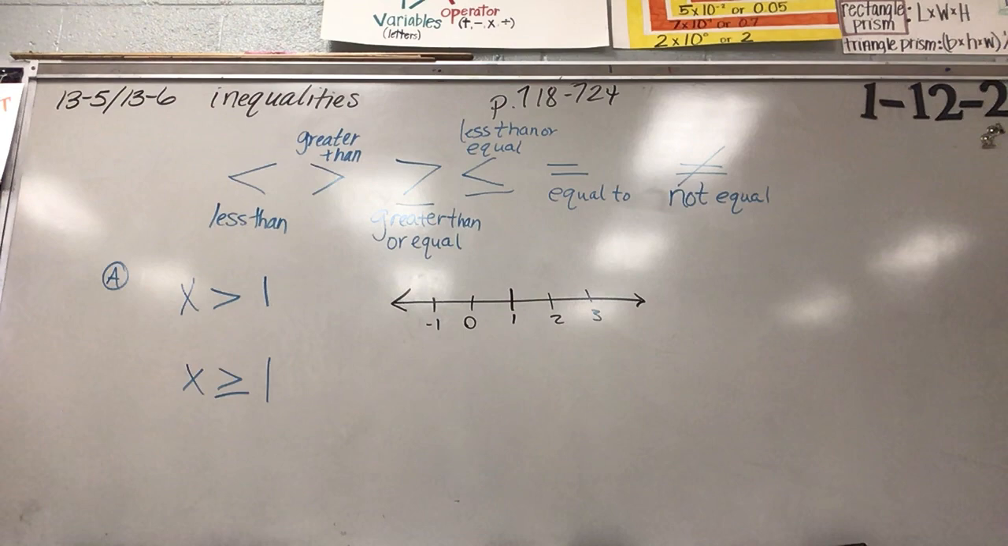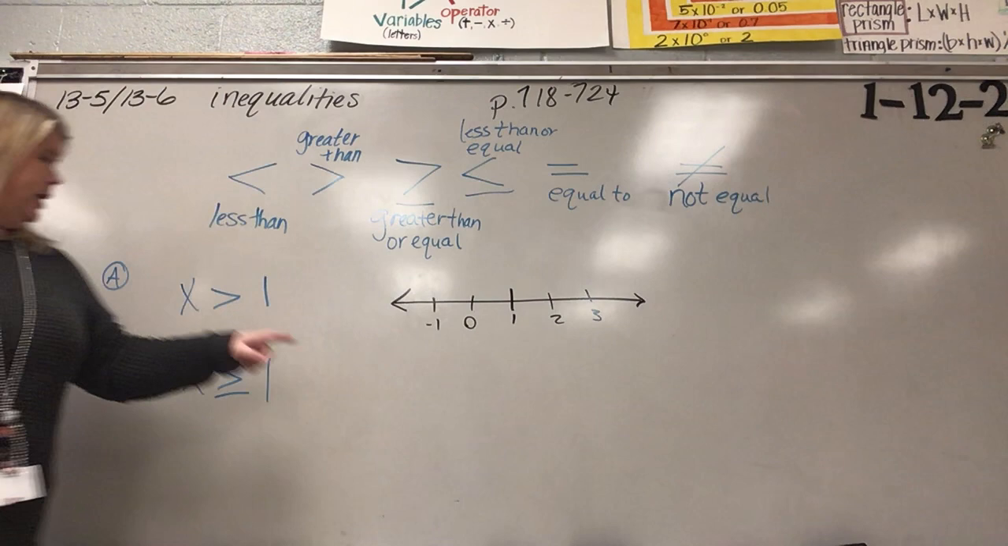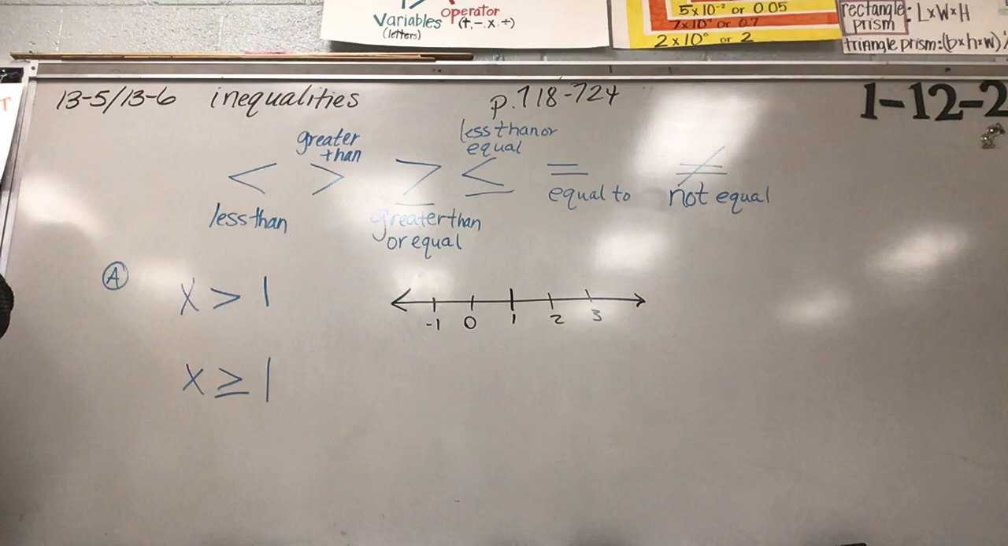Now, I made a number line. And I started with 1, because that was what X is going to be greater than. And then I just put 2 numbers on each side of the 1. Okay? And that's all you have to do today, is just put 2 numbers on both sides of the 1.